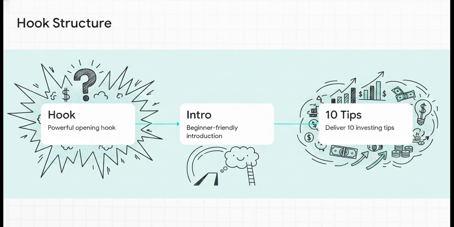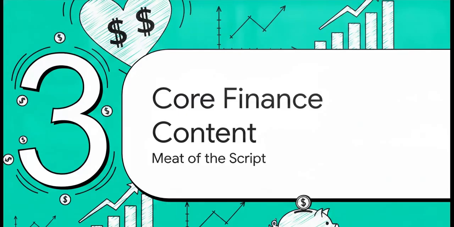But hey, you can't stay at that level of high intensity forever. So Step 2 forces a pivot to a beginner-friendly introduction. This is the on-ramp. It lowers the barrier to entry, reassures people that they don't need a Wall Street background to understand what's coming, and it builds trust. Only after all that psychological groundwork is laid do we finally arrive at Step 3, the actual delivery of those 10 investing tips.